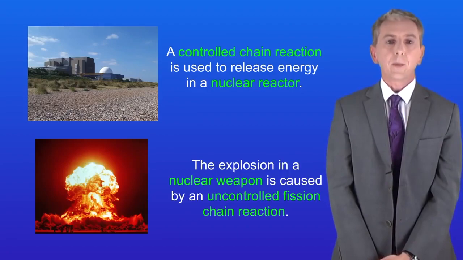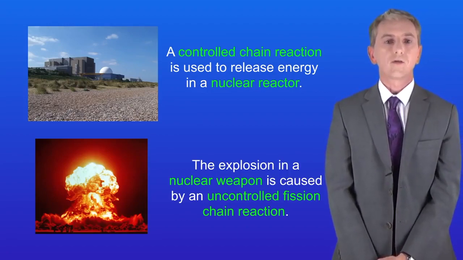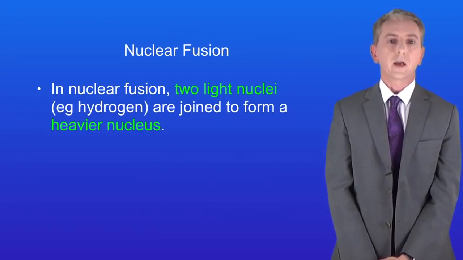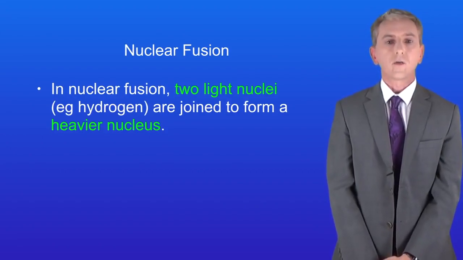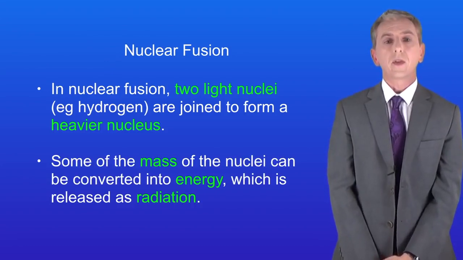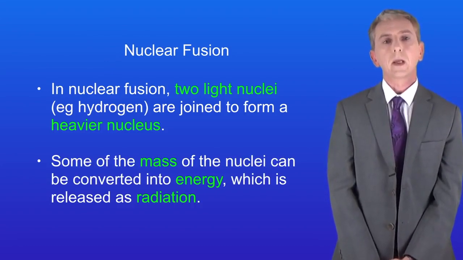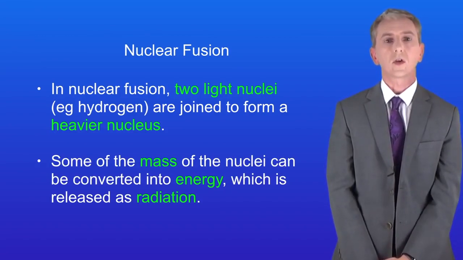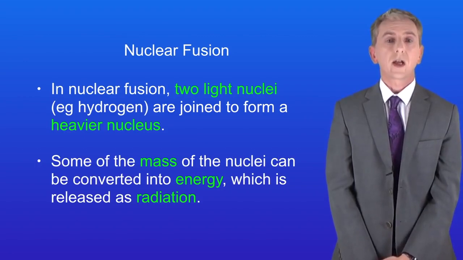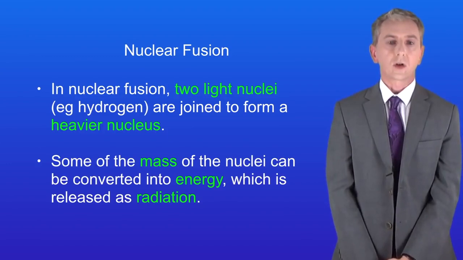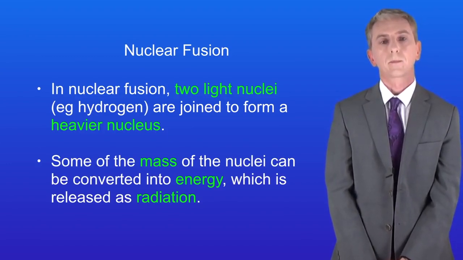Okay, so we've seen what happens in nuclear fission, but what about nuclear fusion? This is a totally different process. In nuclear fusion, 2 light nuclei, for example hydrogen, are joined to form a heavier nucleus. Some of the mass of the nuclei can be converted into energy, and that's released as radiation. Nuclear fusion is the process that releases energy in stars, such as the Sun. It's important to understand that nuclear fusion is not a chain reaction. We only use that expression when talking about nuclear fission.